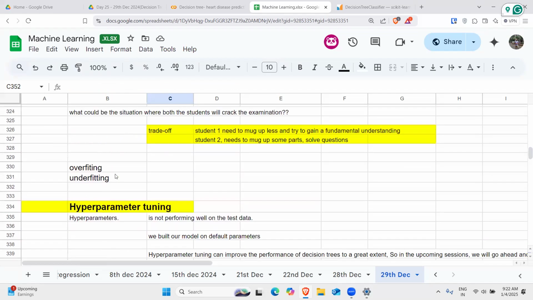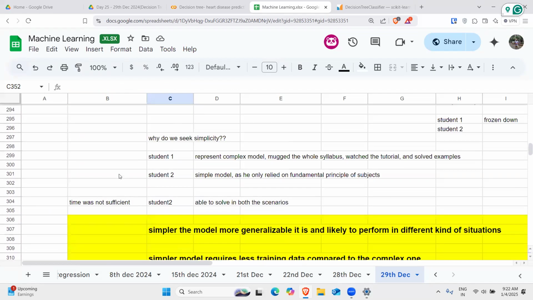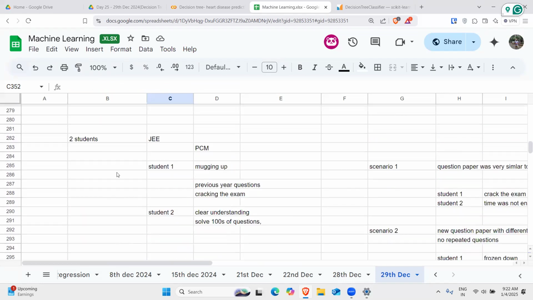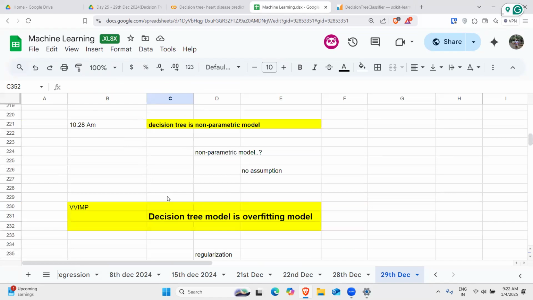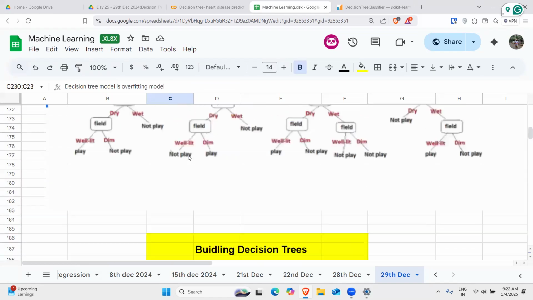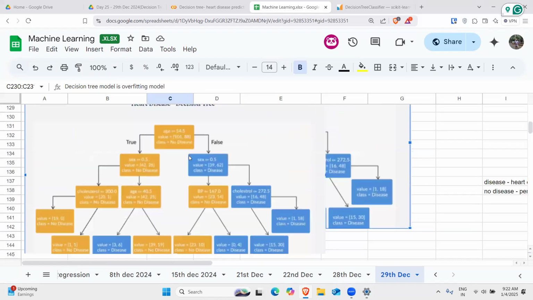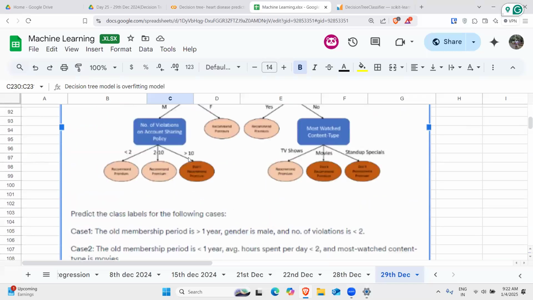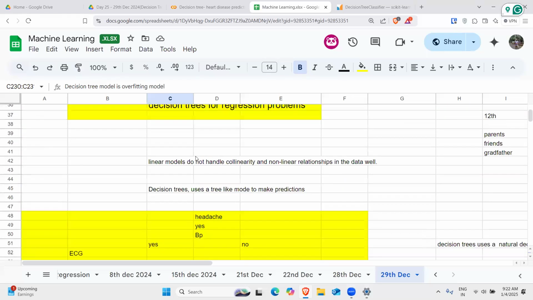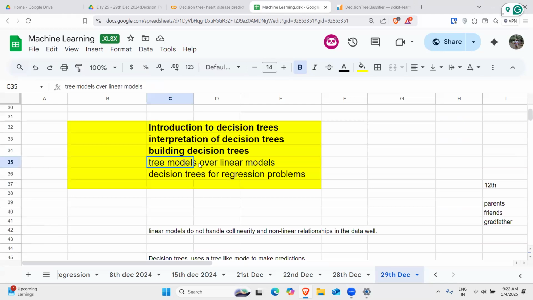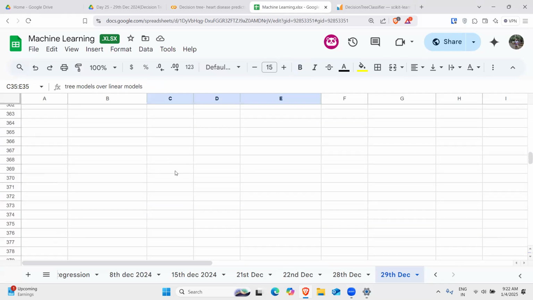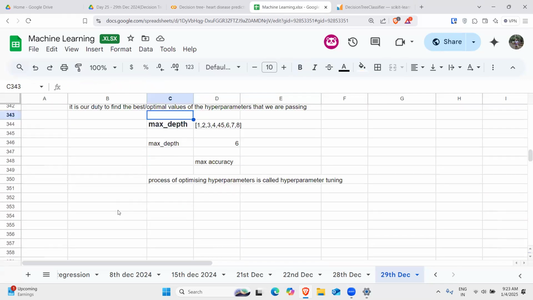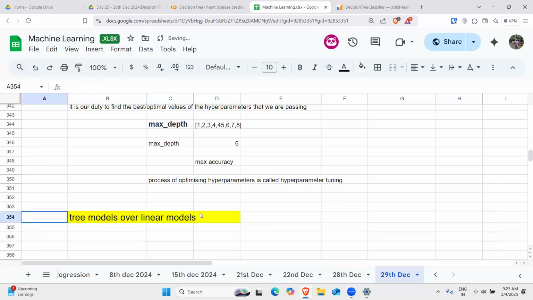Now we have just started this point: what are the advantages of tree models over linear models? So there was a topic, right, which you can see over here, tree models over linear models, right? So what we'll do is we'll just write down this heading, right?